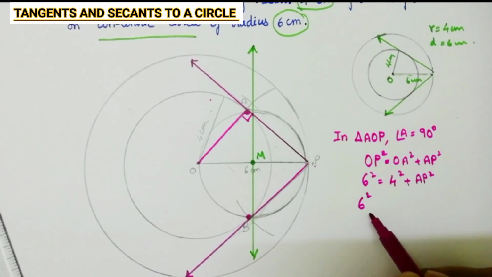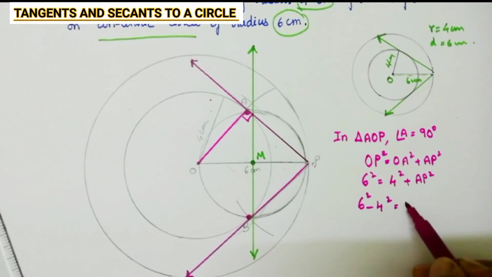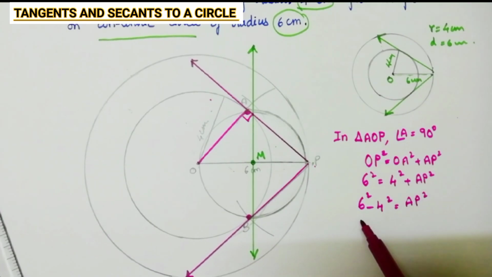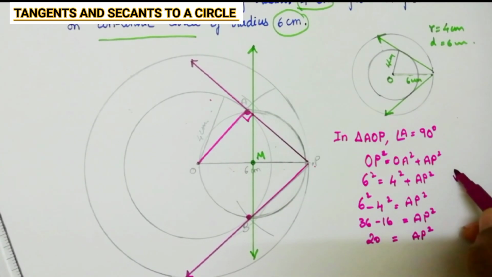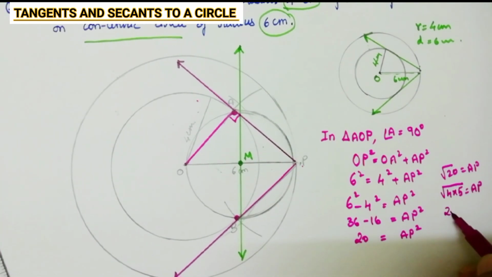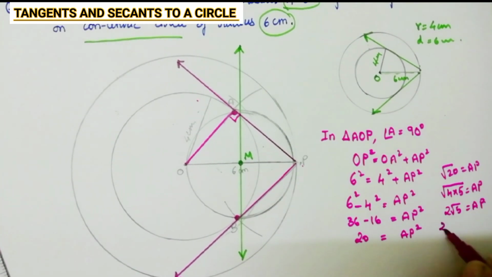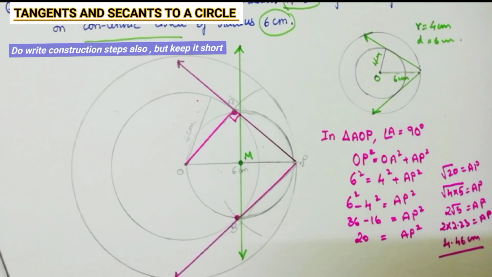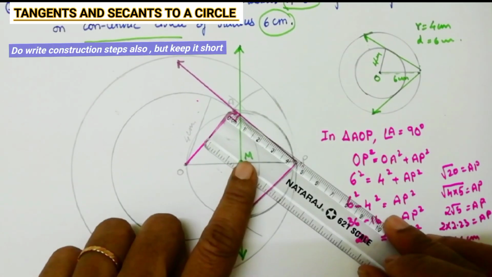Further we can take it as 6 square minus 4 square is equal to AP square. Here we will be getting 36 minus 16 equal to AP square. So 20 is equal to AP square. Root 20 is equal to AP, which can be written as root of 4 into 5. So 2 root 5 is equal to AP. 2 into 2.23 is AP, that is 4.46.